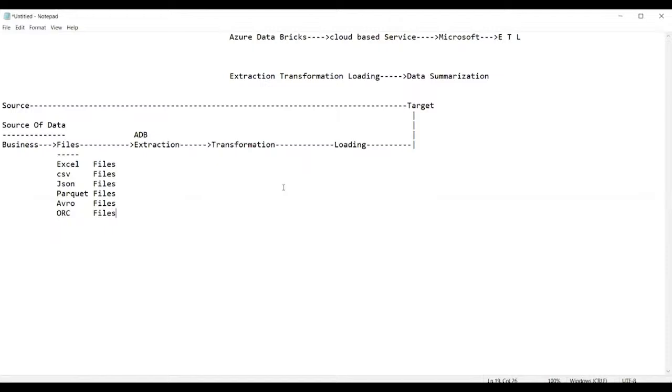Now, apart from getting the data from the files, we can also get the data from the business in the form of a database. And the database can be an Oracle database. It can be the SQL Server database.